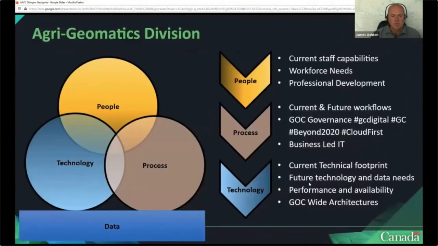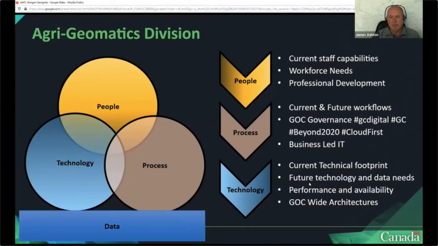So if we need to look at that a different way, we have people, we have technology, processes, and it all sits on top of the data foundation. And we're constantly grooming the people, taking a look at our current workforce needs, our current staff capabilities. We use professional development extensively, and we're always looking to better our current and future workflows. We're working across government on several government-wide initiatives to see government-wide architectures and understand integration points with other departments. As well, we like to think we're a really good example of business-led IT.